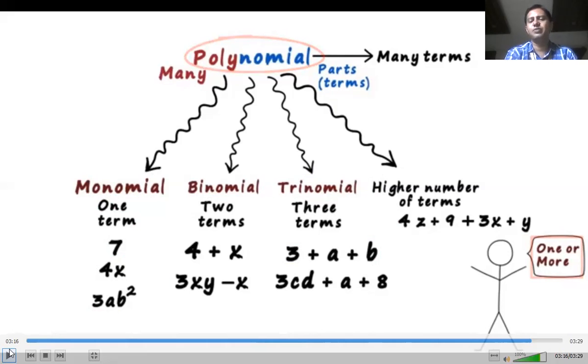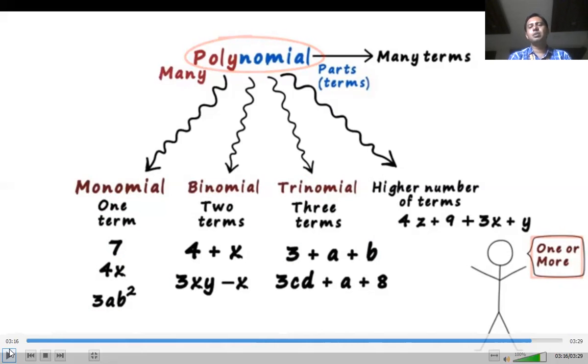The examples are 7, 4x, 3x, 3ab square, 100, 500, 3x square y, and so on. If you have two terms, we can write it as 4 plus x, 3xy minus x, 4x plus y, 3y plus z. So if you have two terms combined with addition or subtraction, it is called binomial.